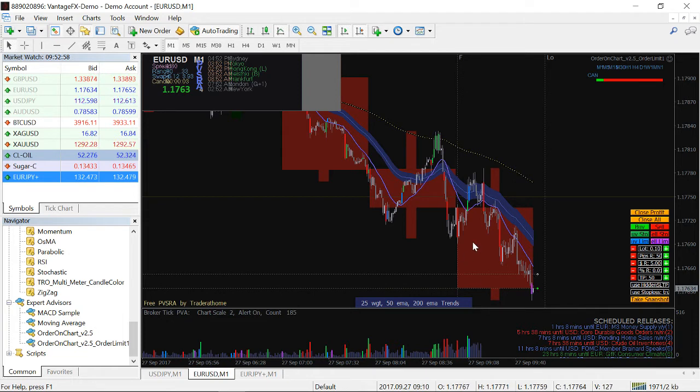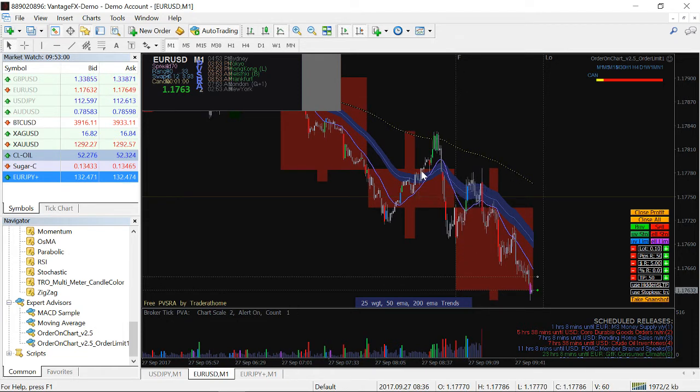And what is the Dragon? The Dragon, as I explained to you guys, I think you guys are already tired because every time I explain. The Dragon is this beautiful dark blue line with two bands: the upper band, the lower band, and the middle line here. It's basically the 50 EMA, the 50 exponential moving average.